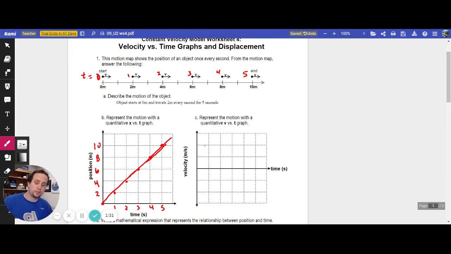Now I want to draw a velocity time graph. Pretty simple. I know the velocity is the slope of this line, and I know the slope is 2 because it's going 2 every second, so 2 over 1. So I can go here, 1, 2, and I know that my graph is going to look something like this. It never changes. It's 2 the entire time.